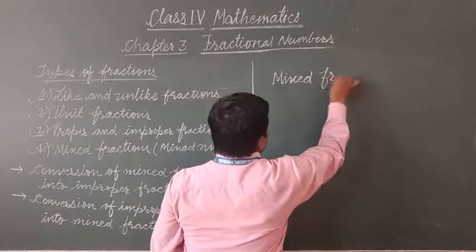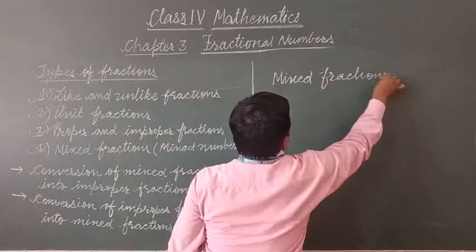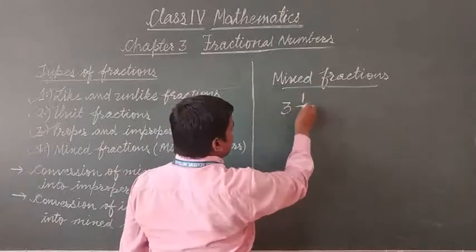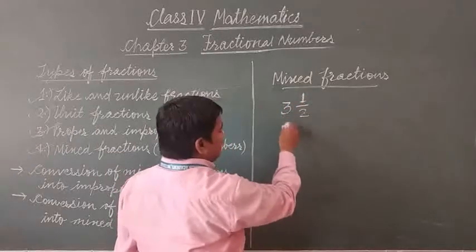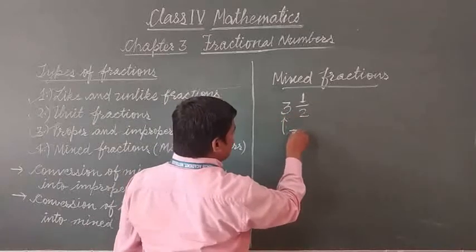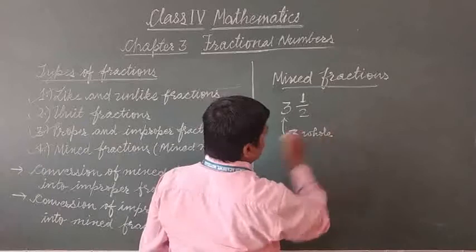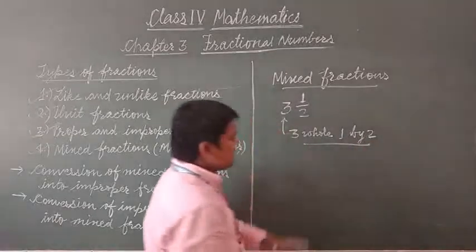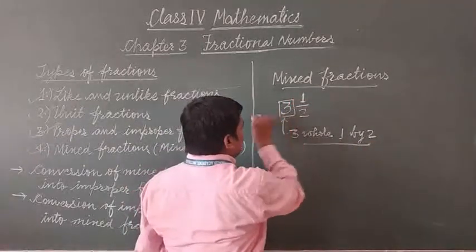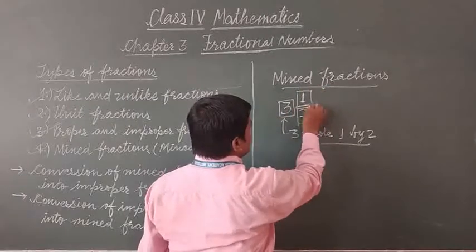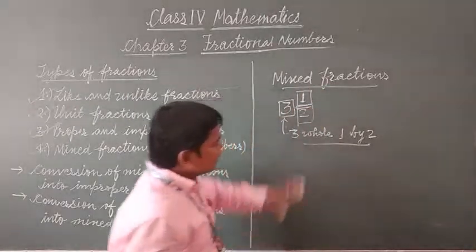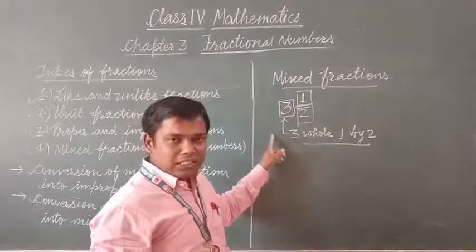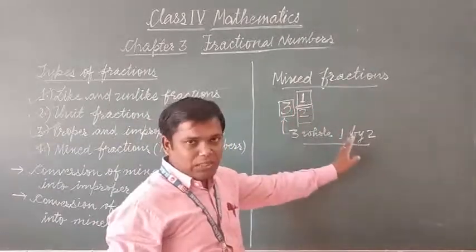Mixed fractions. So here, this is read as 3 whole 1 by 2. Means here it is a whole number and here is a fraction. It is a whole number and here is a fraction. So this is a combination of a whole number and a fraction. It is also called integer. 3 integer 1 by 2, 3 whole 1 by 2, like this we read.